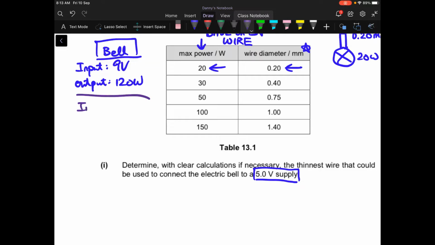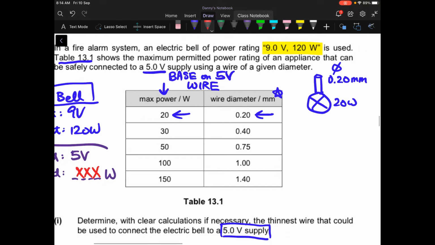Basically I'm asking you to do a few things. Number one, you need to figure out, now that the input for this bell changed to 5 volt, what would be my output power? From this particular output power, let's call it X, you need to look at the table over here, because this table works based on 5 volt. You compare your X with all these powers and select a diameter accordingly. So you need to do three processes.